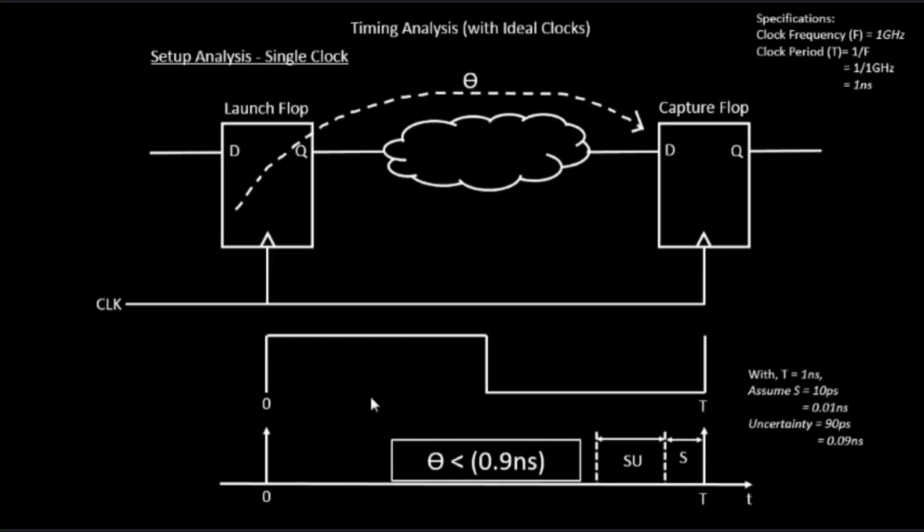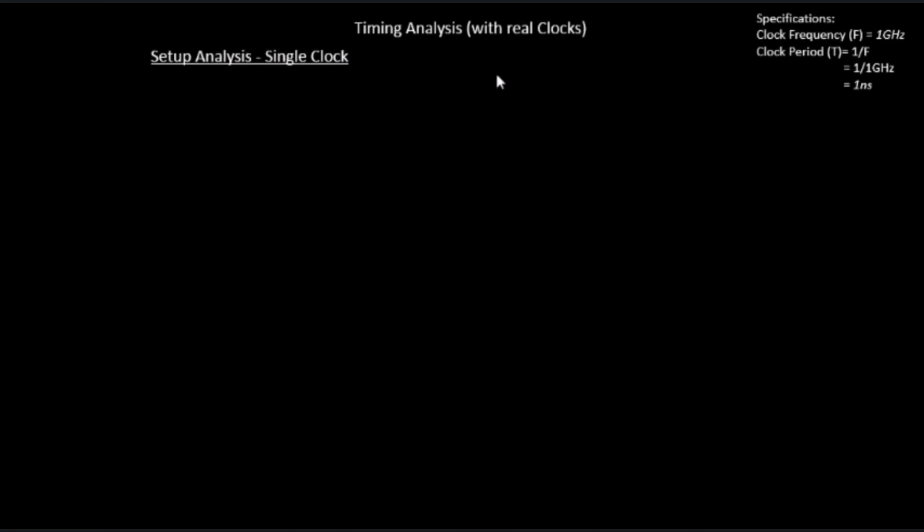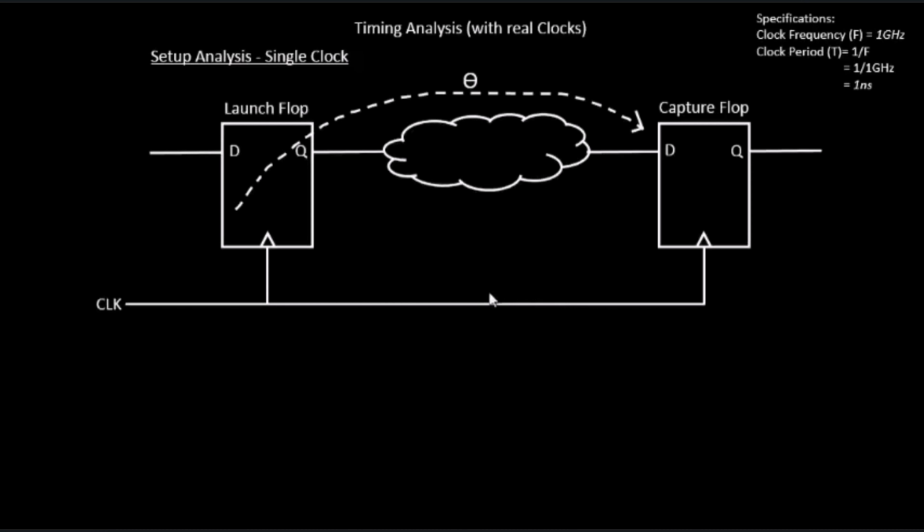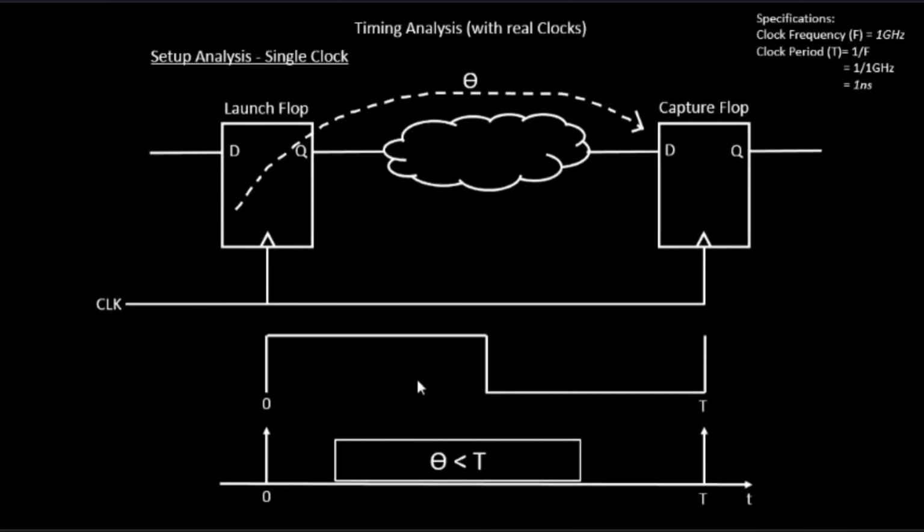Now let's move on and bring in some more real and practical scenarios. The next is real clocks. So let's now try to build the clock tree and do a timing analysis with real clocks. With real clocks, the circuitry looks a bit different. Initially the clock tree was ideal, but now we'll have buffers, and the clock edge will reach the launch flop and the capture flop through a set of buffers and wires, and these are real buffers and wires.